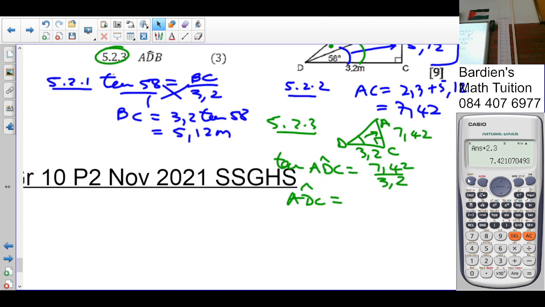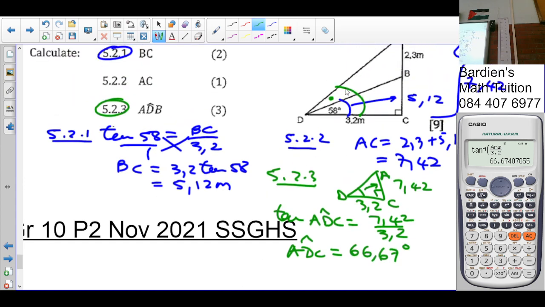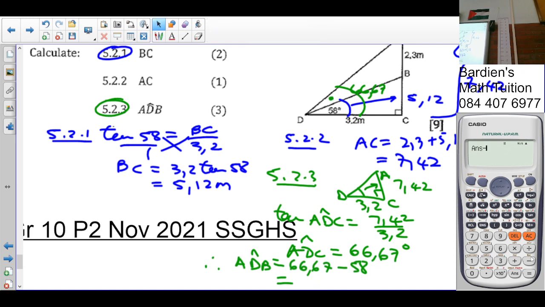So how do I get ADC on its own? I say arctan of 7.42, which is the last answer calculated, over 3.2. That gives us 66.67 degrees. But remember, which angle do they want? They want that angle. If this whole angle is 66.67, then the angle in question, ADB, is 66.67 minus 58 degrees, which gives an angle of 8.67 degrees. Any issues there, people?